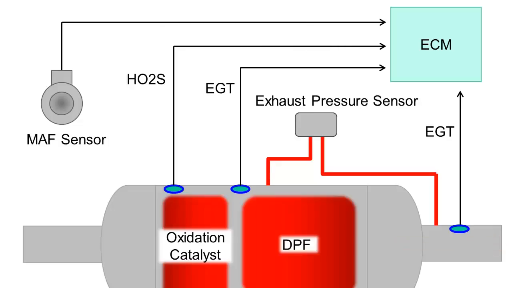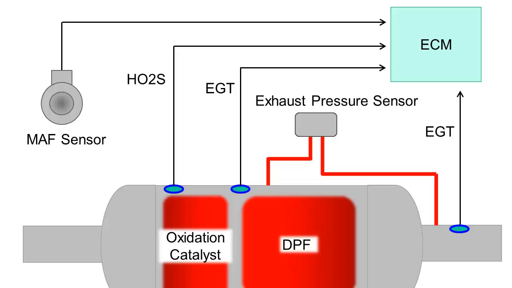If active regeneration can't be achieved, eventually a regeneration drive will be required. The DPF indicator lamp will illuminate on the dash, prompting the driver to perform a regeneration drive. The vehicle is driven for a short period at increased speeds to ensure adequately high exhaust gas temperature, and the operating conditions will have to remain relatively constant.